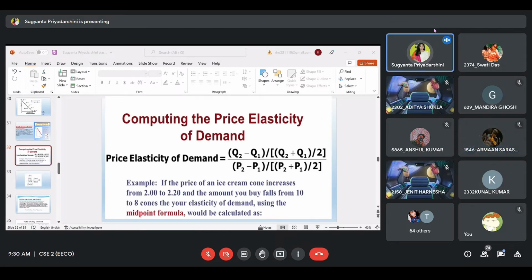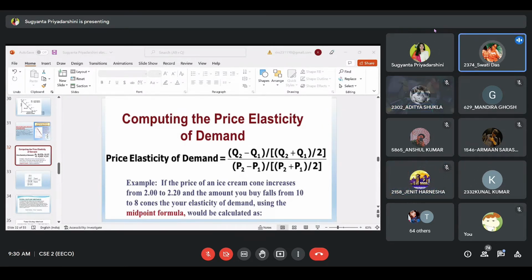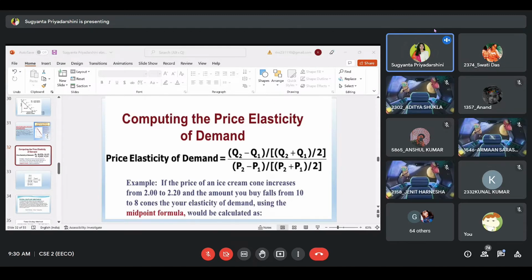Ma'am, Q2. It should be 8, right? Because that's the final quantity. Obviously. Ma'am, but in the answer, in the written formula it's 10. No, just try to understand. If the price of an ice cream cone increases from 2 to 2.20, so P2 is 2.20 and P1 is 2, and the amount you buy falls from 10 to 8. Okay, 10 is your Q1 and 8 is your Q2.